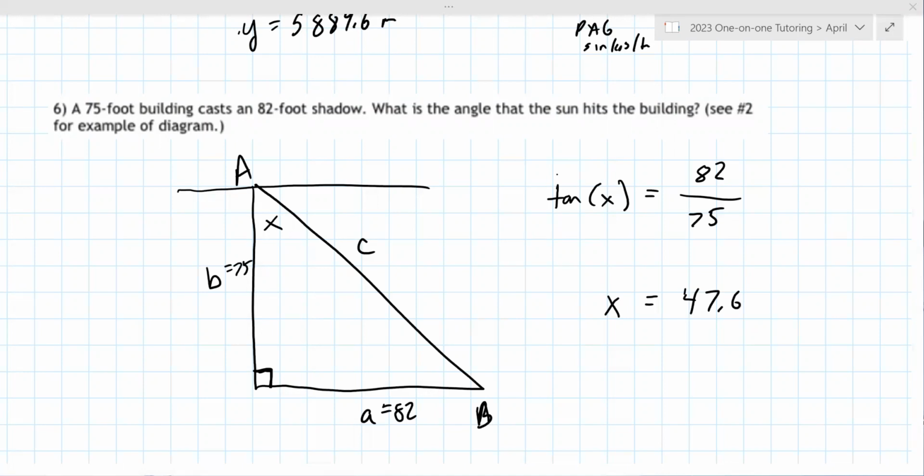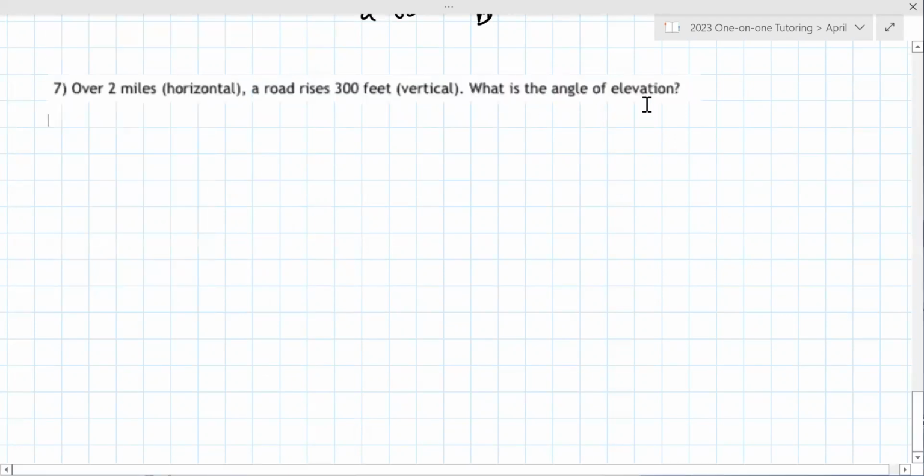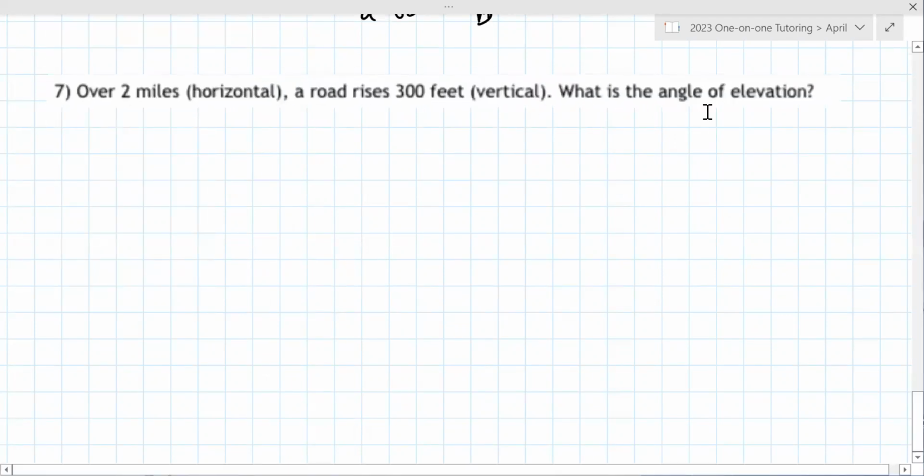Excellent. All right, so let's look at number seven. Why don't you try drawing this, and you draw it however you want. It is a right triangle. These are all right triangles. When you think you've got it, I'll draw the triangle and we'll compare, okay? Okay.